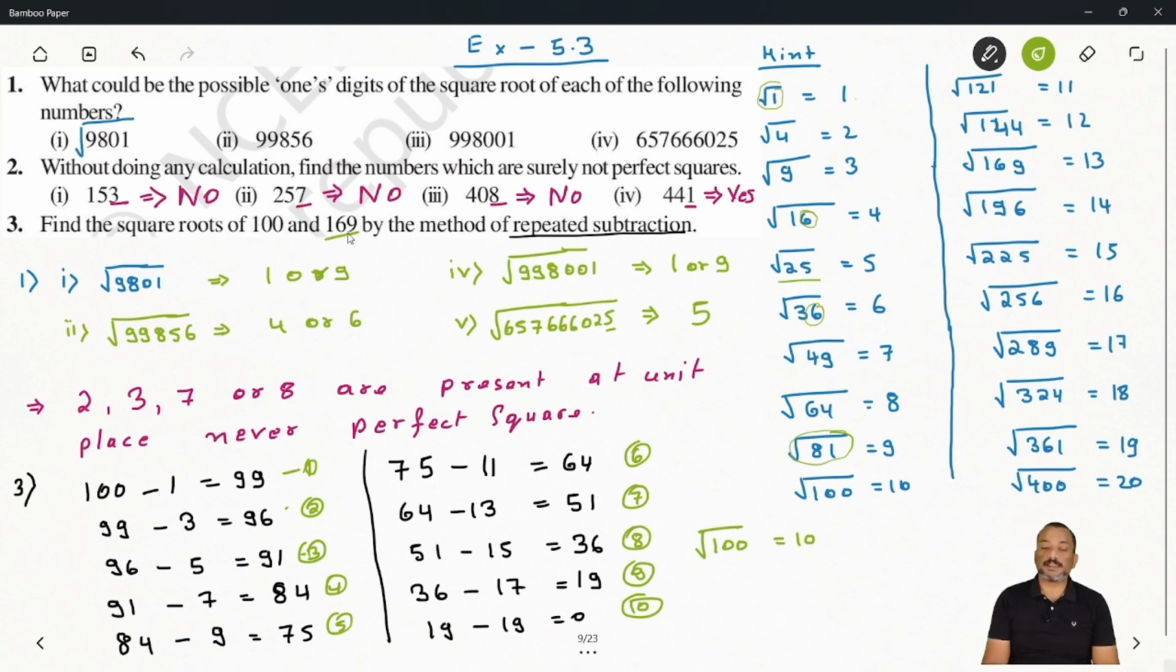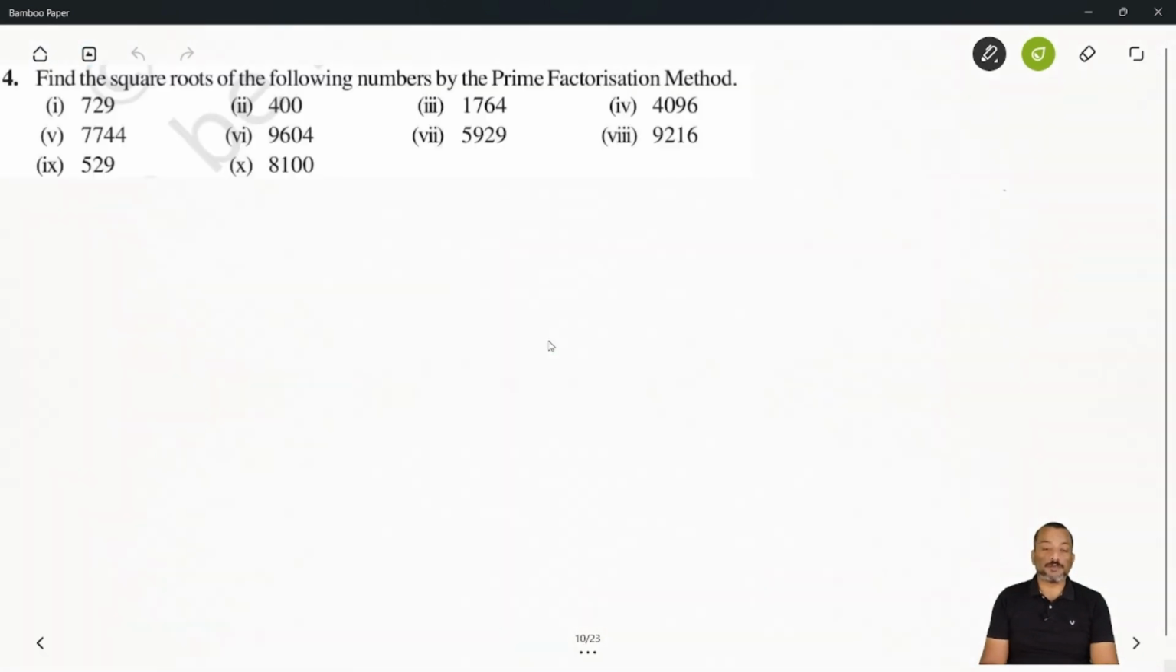So with 169 again you will subtract consecutive odd numbers, starting from 1, 3, then 5, then 7, then 9, 11, 13, then 15, 17, like that. Based on how many steps you have done in this subtraction, you will find the square root. Hope it's clear. Now coming to the next questions of this chapter.